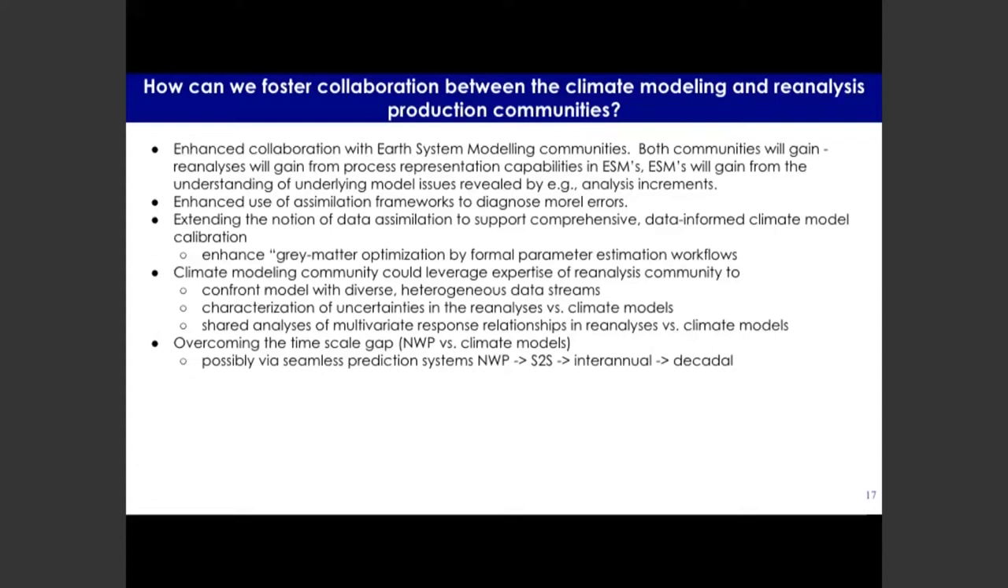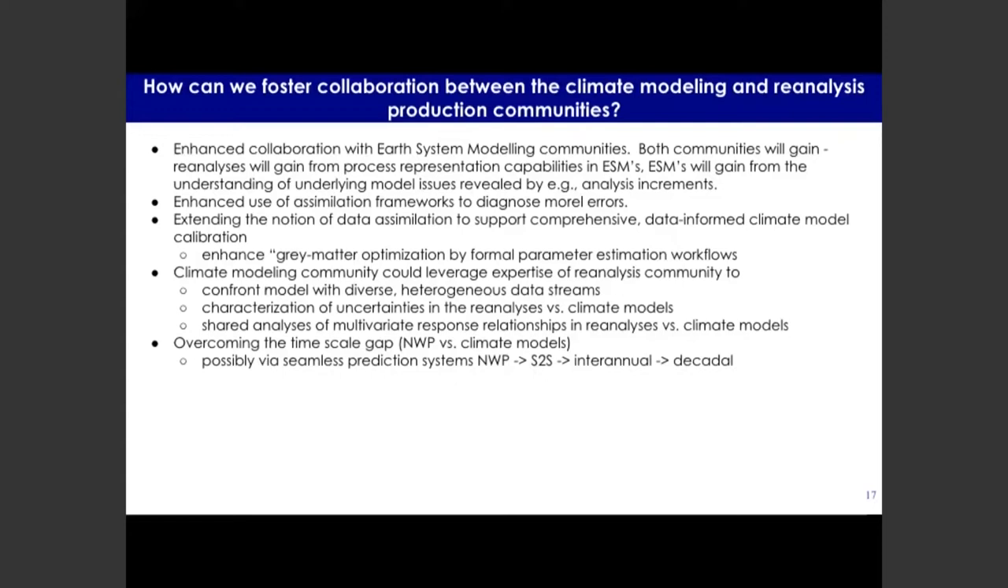Clearly enhanced collaboration between those communities is needed, and we think that both communities would gain. On the one hand, the process representation capabilities in Earth system models: that's how the NWP or reanalysis community could gain experience. And in turn, the Earth system modeling or climate modeling community would gain from understanding the underlying model issues that are revealed in day-to-day operational settings, for example, in understanding and better evaluating analysis increments.